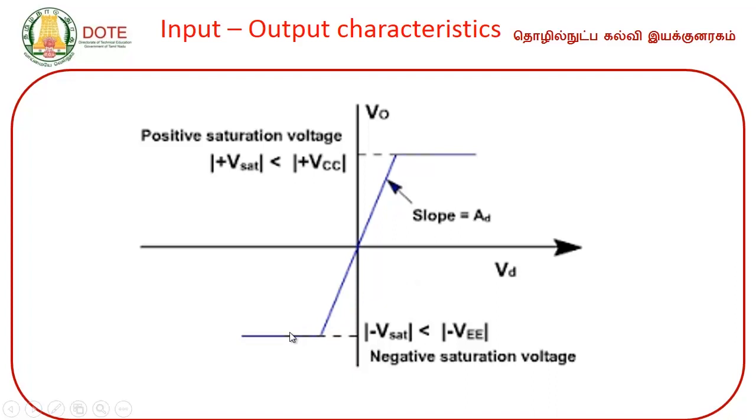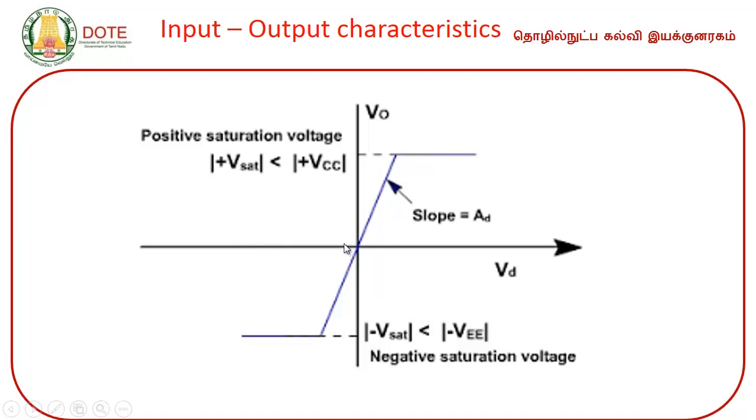So let me conclude: gain is very high, input impedance very high, output impedance very low, bandwidth is very high, CMR is also very high. So this is the input-output characteristics curve of the operational amplifier. What does it mean? How to interpret these characteristics? What do you infer from this characteristic?